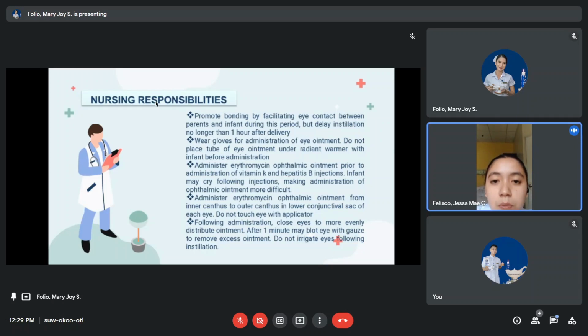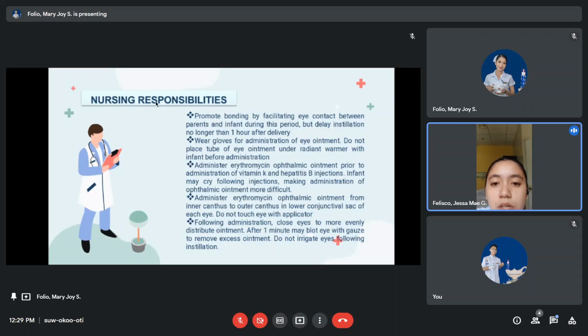So this is to promote bonding by facilitating eye contact between parents and infant during this period, but delay instillation no longer than 1 hour after delivery. Next, you need to wear gloves for administration of eye ointment. And do not place the tube of eye ointment on the radiant warmer with the infant before administration. Next is to administer erythromycin ophthalmic ointment prior to administration of vitamin K and hepatitis B injections. The infant may cry following injections, making administration of ophthalmic ointment more difficult.